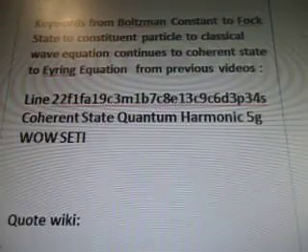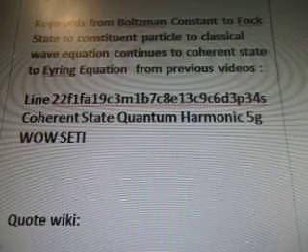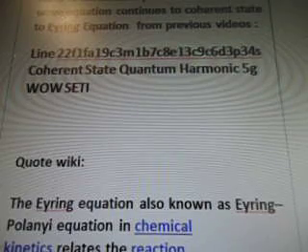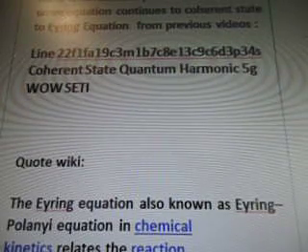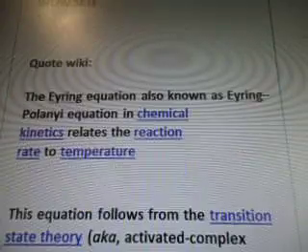Keywords: Boltzmann constant, Fock state, constituent particle, classical wave equation, and becomes coherent state, to Eyring equation from line 22. F1FA19C3M1B7C8E13C9C6D3P34S. Coherent state quantum harmonics 5G Wow Seti.